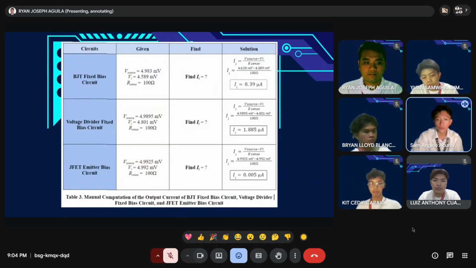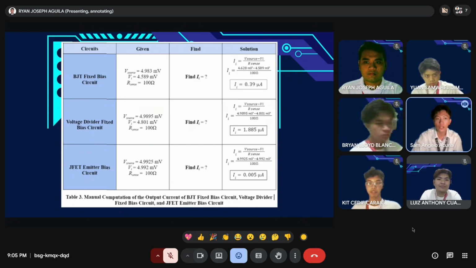Now, to compare the circuits fairly, each simulation uses a 100 ohm sense resistor to measure the input current, and the relationship used for all manual computation is the formula displayed in this table. Now for this figure, we see a bipolar junction transistor in a fixed bias configuration. This setup is using a 330K resistor, and the result is an input current of 0.39 microamperes.